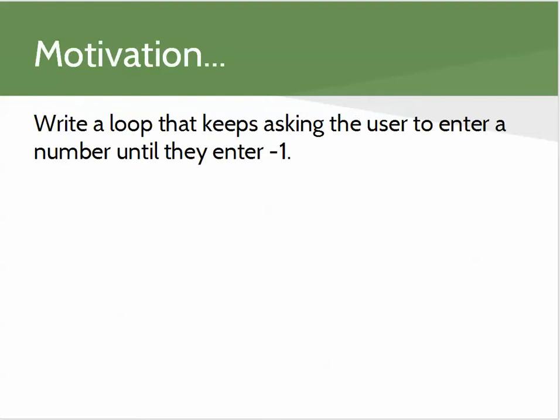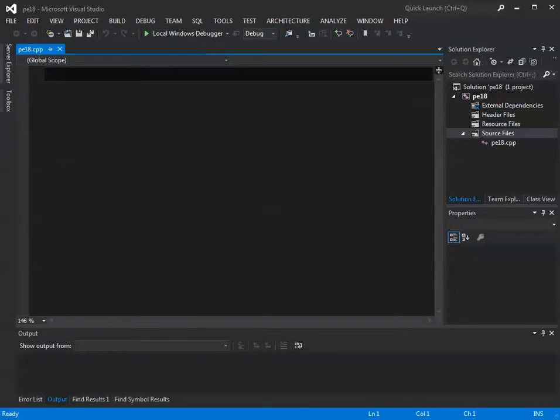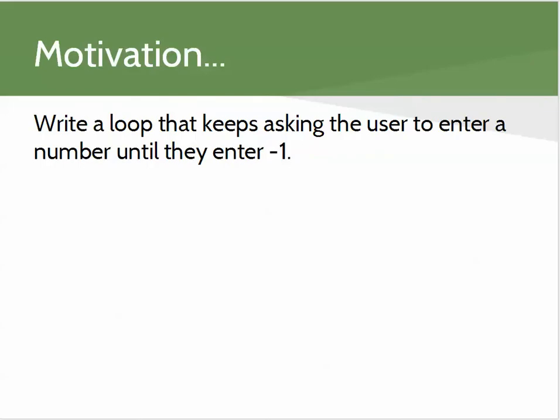And again, just like last time, let's motivate the problem just a bit and look at a particular program, very small, very simple, that could benefit from the types of loops that we're going to talk about today. So let me switch over to Visual Studio. I'm going to just talk about writing a loop that keeps asking the user to enter a number until they enter -1. So we're just going to read in a series of numbers over and over again, prompting the user for a number until they enter that -1.